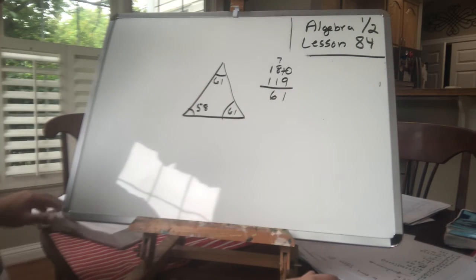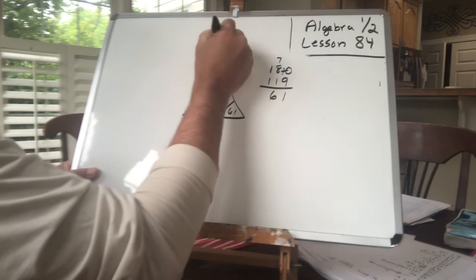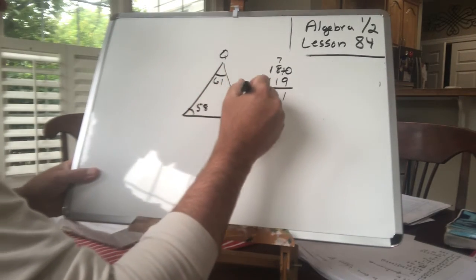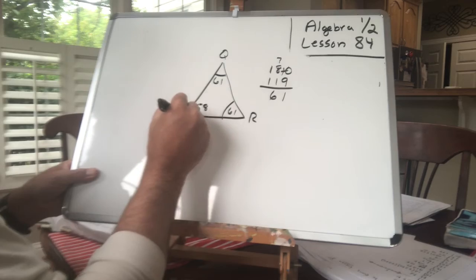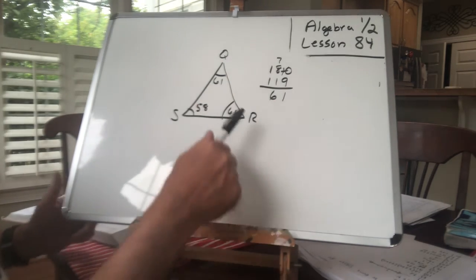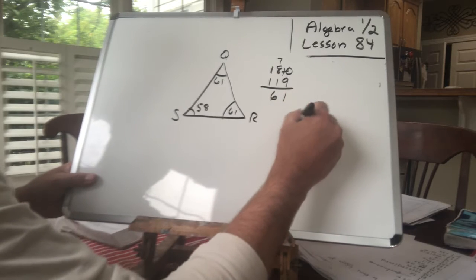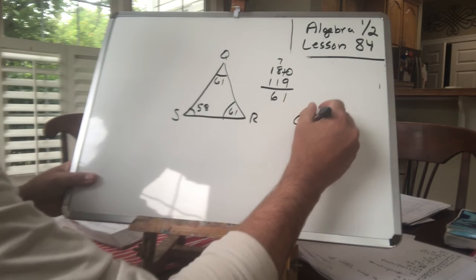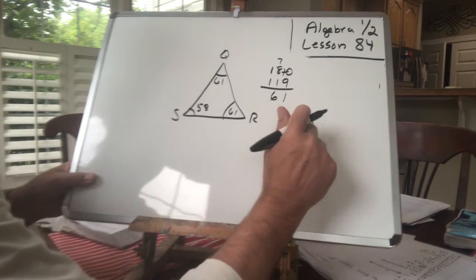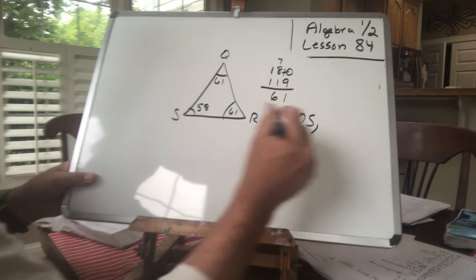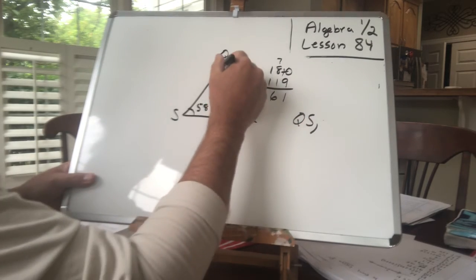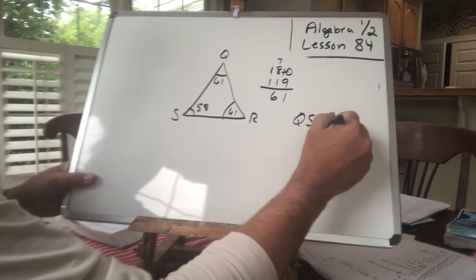So then the question is asking which sides of the triangle are the same length. They were labeled Q, R, and S. Which sides are the same? It's going to be the opposite of this one, which is this side right here. The same one is QS, and the opposite of this one right here, which is SR.